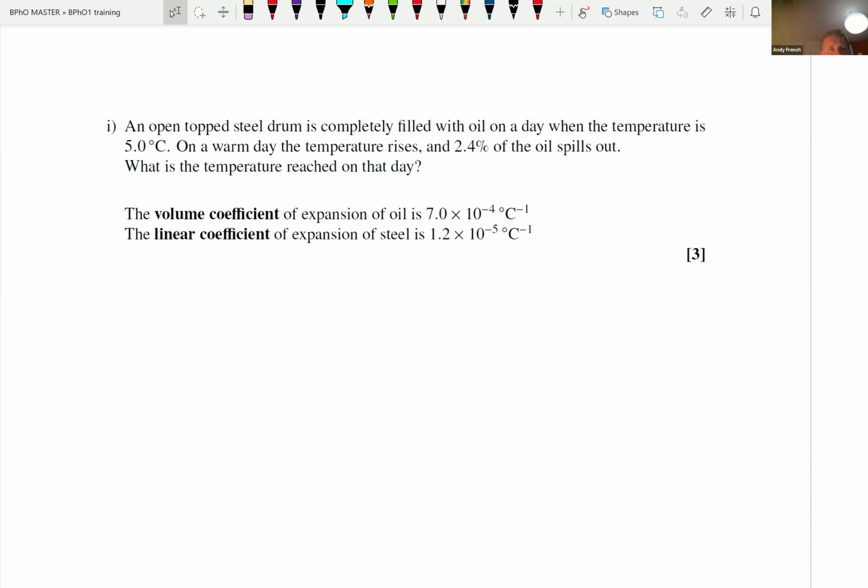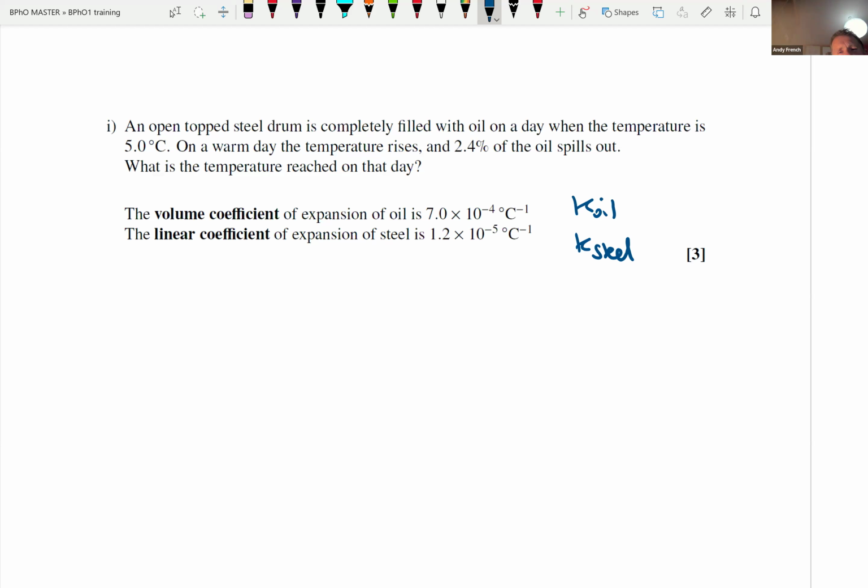Firstly, let's draw a picture, and I'm going to label these things. I'm going to call this the volume expansion of oil, and remember, it's a number per degree Celsius. If you multiply this number by a temperature rise, you've got an expansion factor of volume. So I'm going to call that K oil, and this K steel. What's interesting here is that we've got a volume and a linear coefficient.